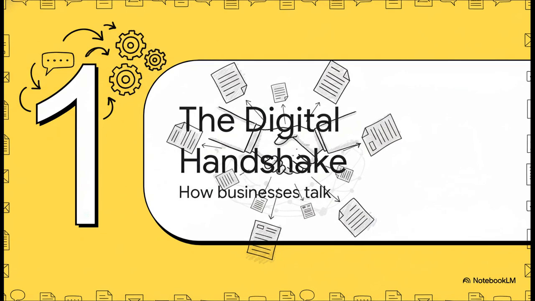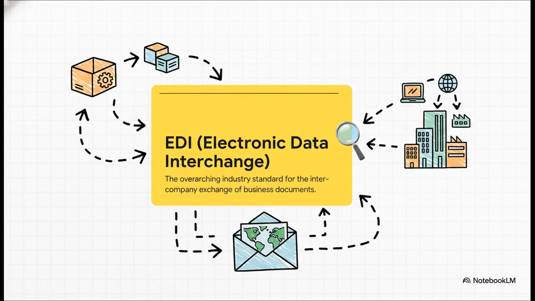Okay, let's dive into Section 1, the digital handshake. This is all about how businesses can talk to each other automatically without ever actually talking. The secret sauce here is something called EDI, which stands for Electronic Data Interchange. The best way to think about EDI is like a global postal service for businesses. It's a universal standard. It doesn't care if you're on SAP, Oracle, or some custom-built thing. It just provides the rules so that a purchase order from one company is formatted in a way that any other company system can understand it.